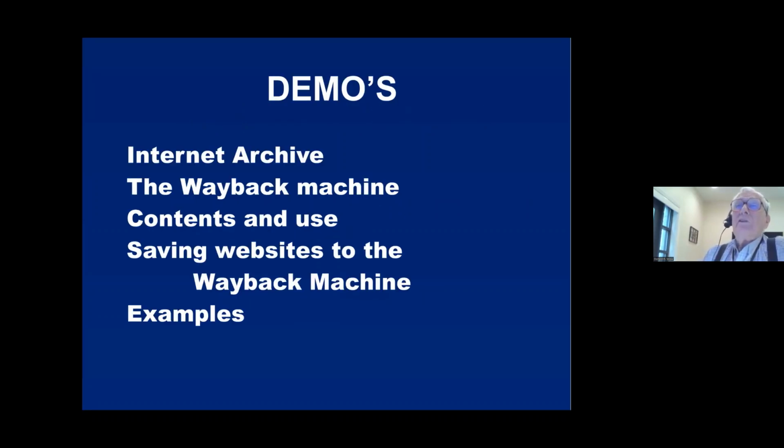We're going to be looking at some demos, the Internet Archive itself, then the Wayback Machine, what that looks like, and so on, the contents and the use of it. And we'll show you how to find things and what to do with it, and then how to save websites that you may be interested in now to be sure that they're saved on there if you want to come back to it in the future, and then look at some examples.